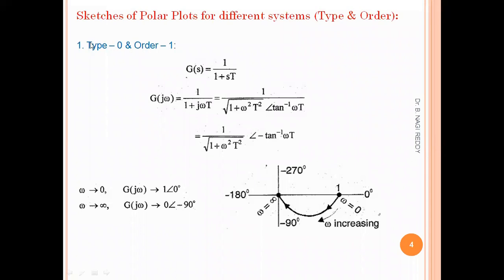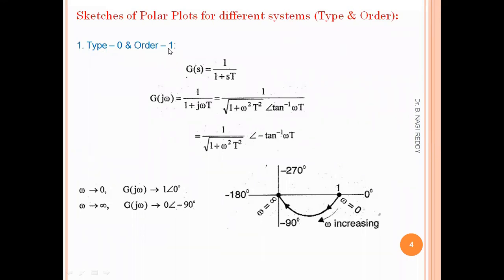The type of the system depends upon the number of poles present at the origin. You can see here a system is taken, which is G(s) = 1/(1 + sT). This open loop system doesn't have any pole at the origin. You can see here there is no s term, no s plus 0 term that represents a pole at the origin. That means the type of the system is 0 here.